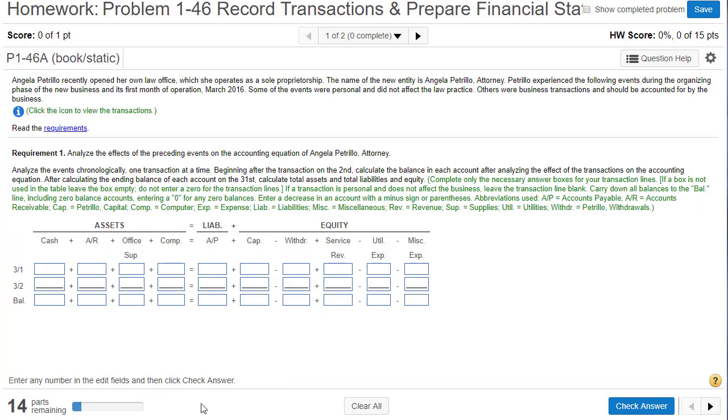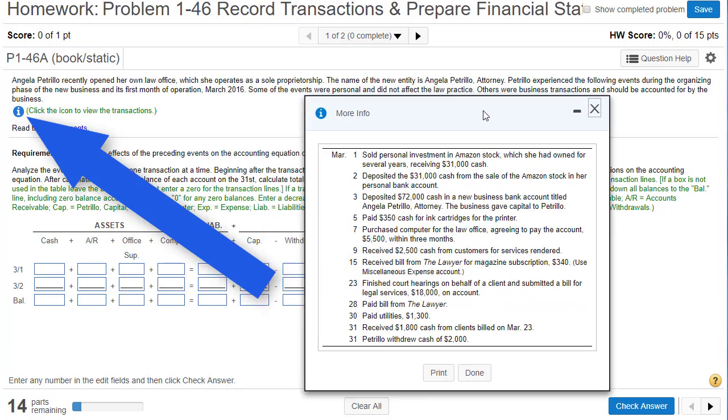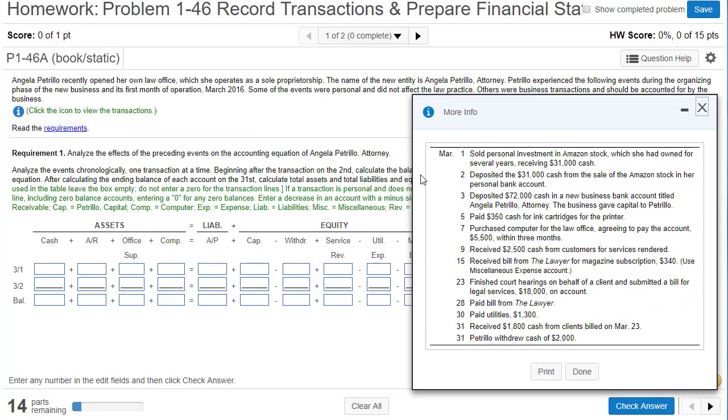Okay, finally, we can start the first transaction. To see the transactions, we click here. March 1st. Sold personal investment in Amazon stock, which she had owned for several years, receiving $31,000 cash. Now notice this is her personal investment. This has nothing to do with the business. We cannot include personal transactions in these business records, so we record nothing on March 1st.